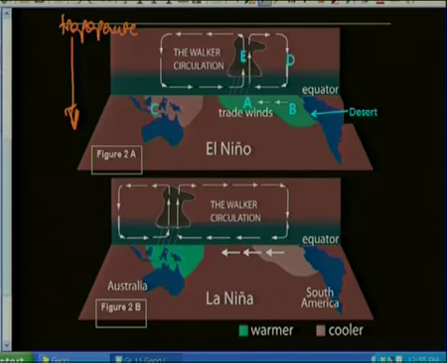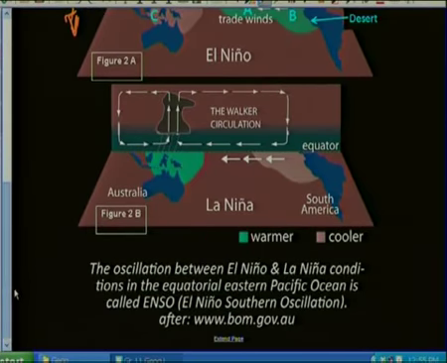We've got a 3-dimensional perspective here of what air is doing laterally and horizontally as well as vertically. And here you can see, if you just decipher your diagram a little bit, remember we spend a bit of time looking at the information first before we just jump in and answer. So let's read the caption. It says, the oscillation between El Nino and La Nina conditions in the equatorial Eastern Pacific Ocean, that's where we are in the world, is called the ENSO, El Nino Southern Oscillation. It's an acronym for that, ENSO, and you can see where this figure was sourced from.